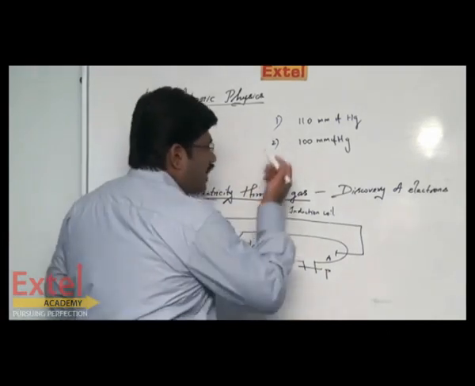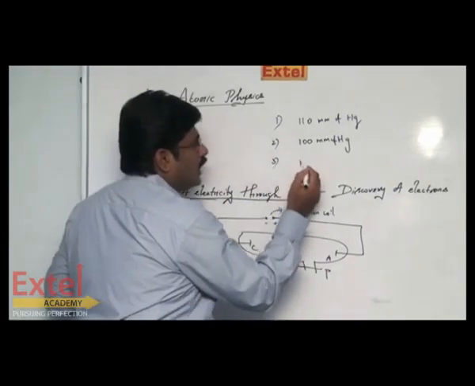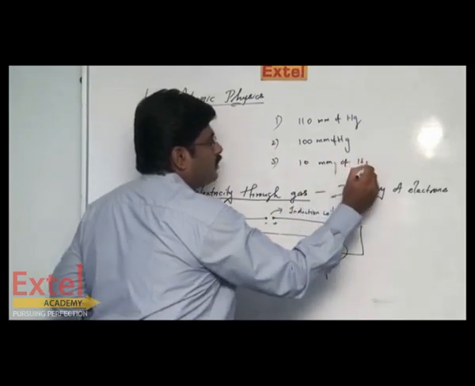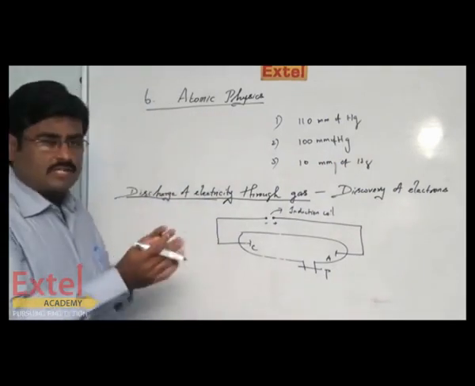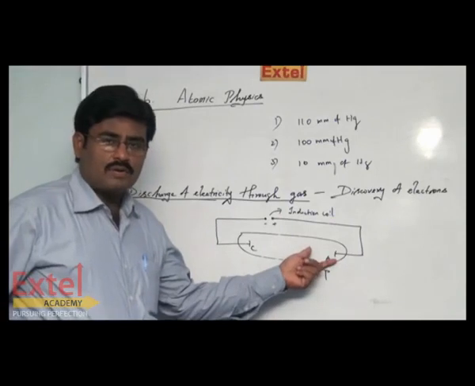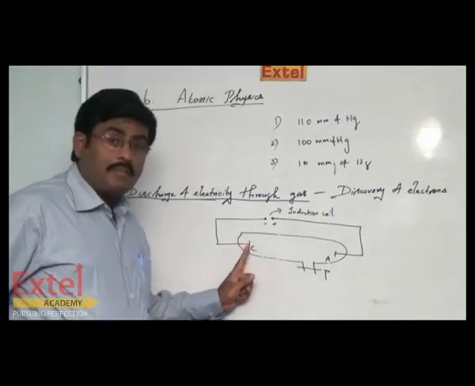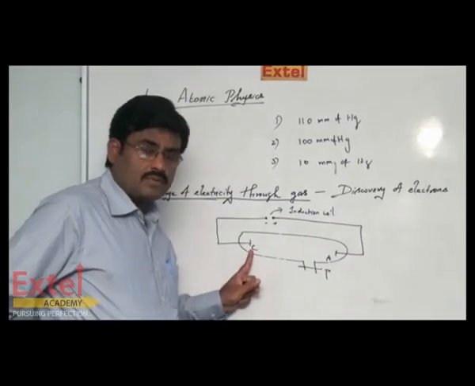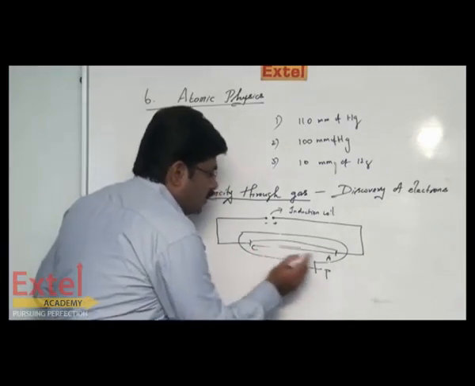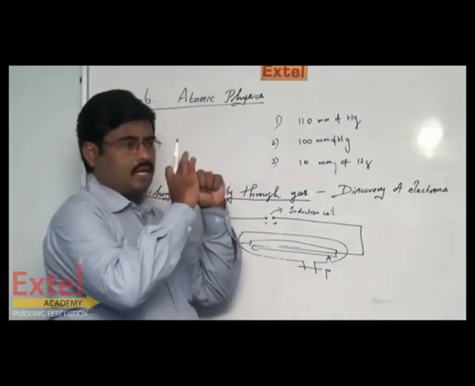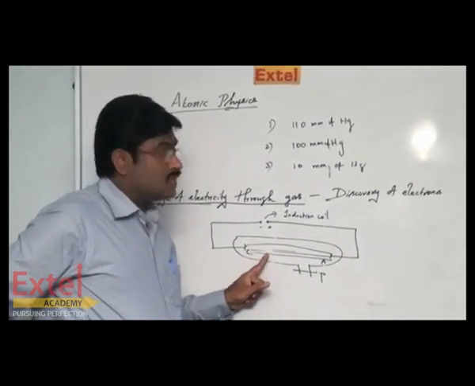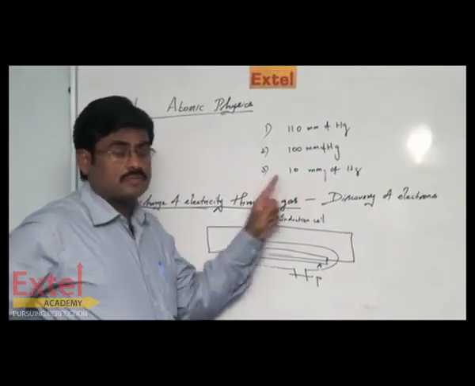Then when the pressure is still further reduced to 10 millimeter of Hg, the irregular streaks broaden out, starting from the anode and extending up to the cathode. So it was the entire luminous column. He saw the entire luminous column starting from anode up to the cathode, and this happened at the pressure of 10 millimeter of Hg.